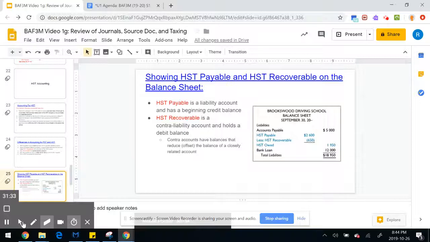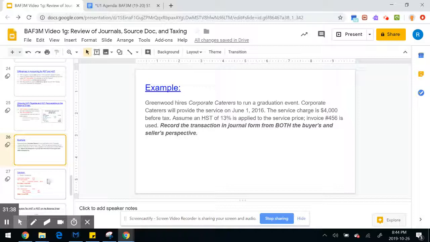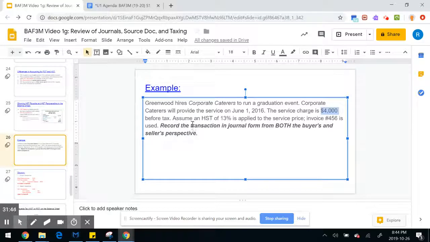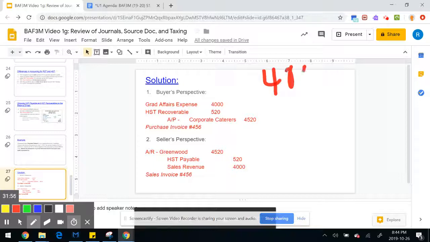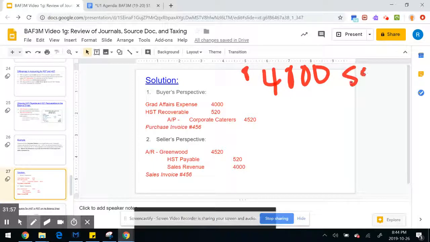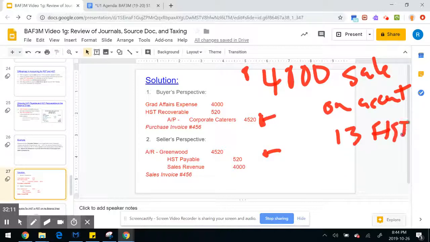And at this point, let's go back to an example from the slides of how HST transactions look. In the case of this transaction, we have a situation where $4,000 was paid in a service charge and 13% has to be added. So I'll show you what this would look like as both the purchaser's journal entry and the seller's journal entry. So as a reminder, we have a $4,000 sale. This one's on account, sale on account. That's why you'll see account payable and account receivable in their journal entries for these two companies instead of cash. And it's 13% HST. So we're going to need to add that and figure out how it looks.